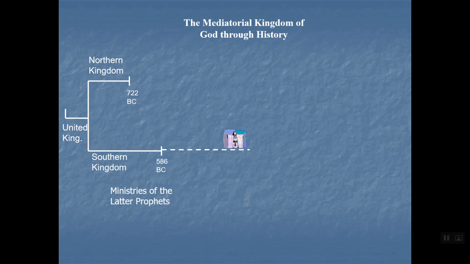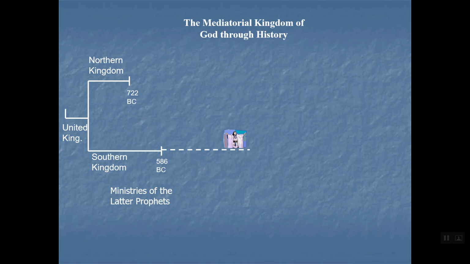All right, let's look at the mediatorial kingdom of God as it runs through history. Early on, there was not a monarchy in Israel. God had a theocracy where he was the king. His law and his teaching was mediated through the priest, and he was the supreme king of Israel. They were not to have a king initially, like all the other nations did. They ended up wanting one, and God granted them that request.